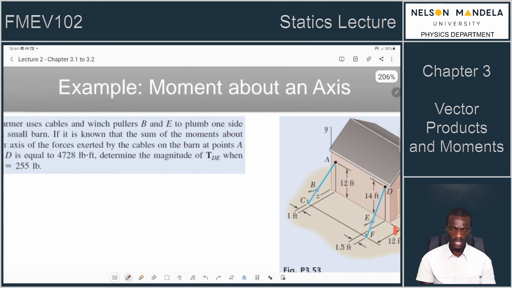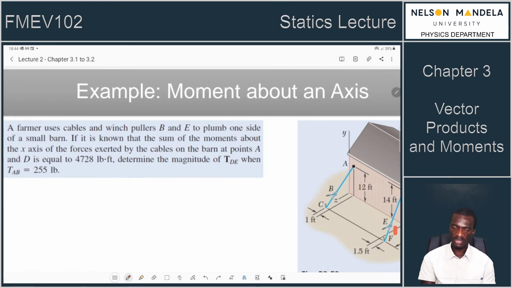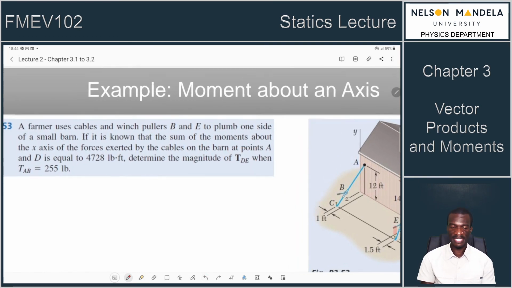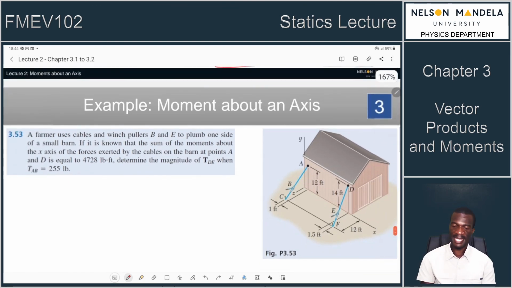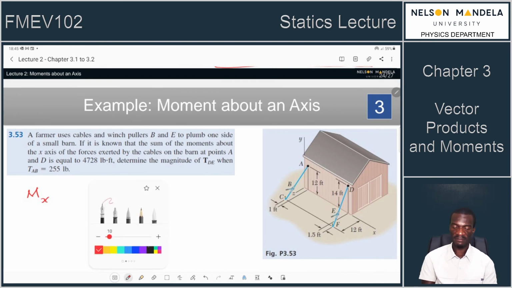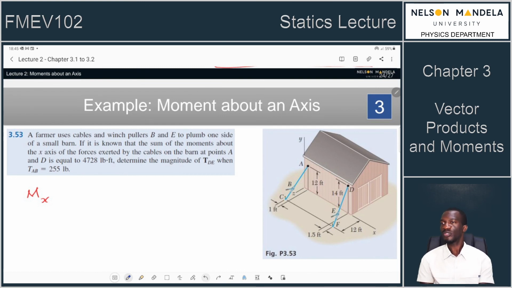Okay, so what do we want to find? We want to determine the magnitude of this force TDE when TAB is given. So the first case is that there are moments that are about some axis, which is the x-axis. All the moments that we're thinking of are about the x-axis. So the sum of the moments is given as this value. The sum of the moments has been given as those values. So what forces are acting to generate that moment?